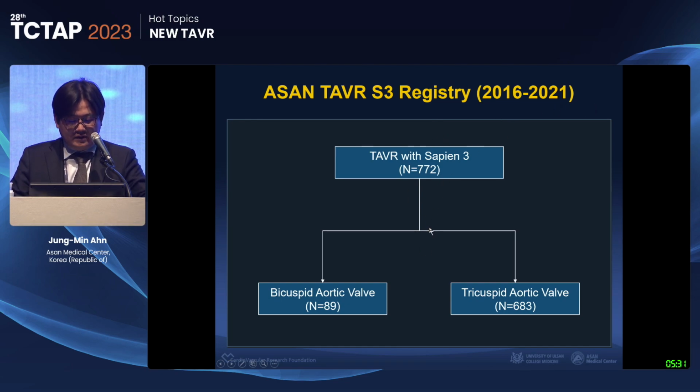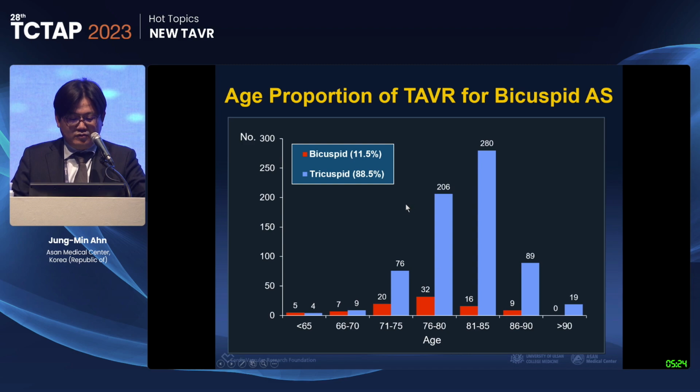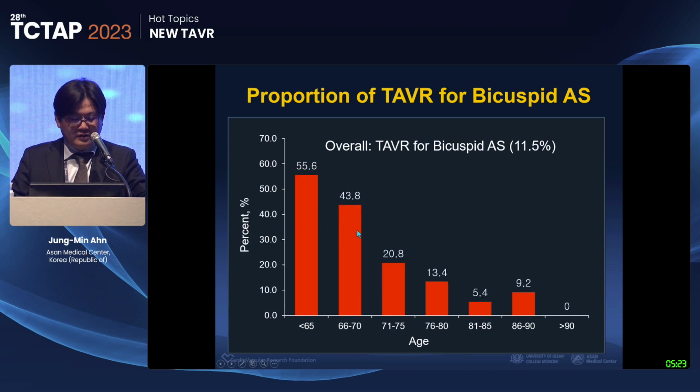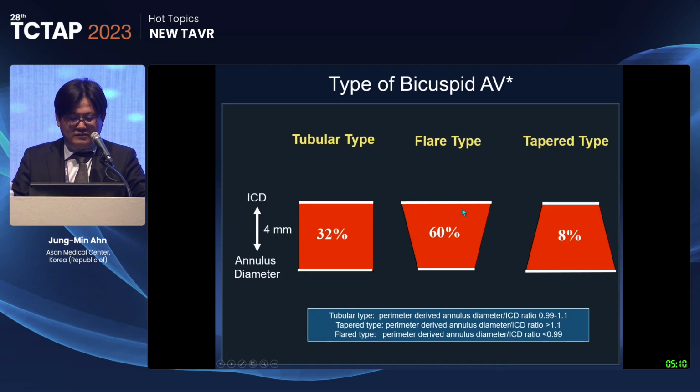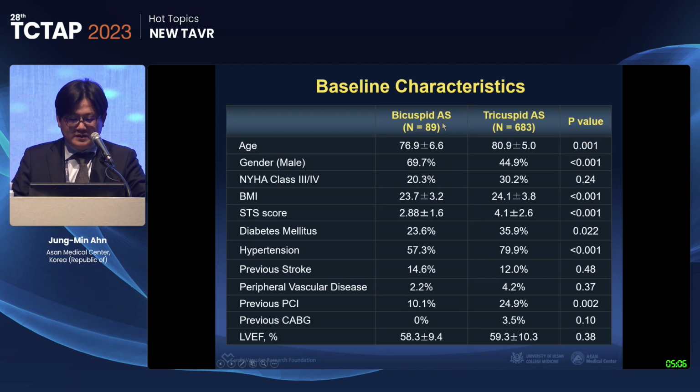In the last several years, we treated bicuspid aortic valve stenosis with SAPIEN 3. In younger age groups, there is a higher rate of bicuspid aortic valve. Bicuspid is almost 12% in all our SAPIEN 3 registry. Most are type 1 bicuspid aortic valve, and the flared type and tubular type is around 92%. This is the baseline characteristic. Bicuspid patients are younger, so they have less comorbidity.